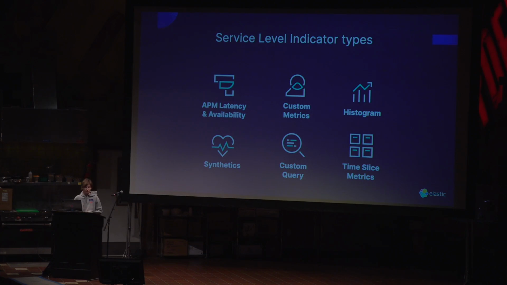Right, so a priori we used very few types of service level indicators, and this has changed nowadays. At the moment we are using around 5 types of service level indicators. The most important ones are the APM latency and availability, the custom metrics, the custom query, the histogram, time slice metrics, and the synthetics. The synthetics one is not available at the moment. It will be released quite soon, but I wanted to put it there because it's a very good use case that will be very handy for SREs.